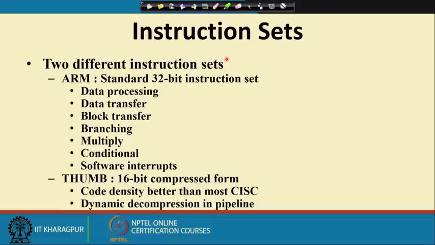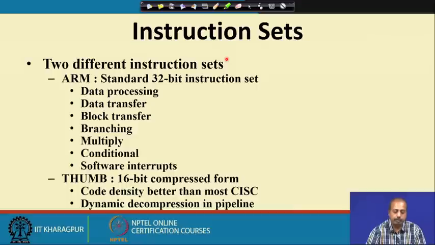Next, we look into the instruction sets. As I said, there are two different instruction sets in ARM. One is the ARM instruction set, which is a standard 32-bit instructions, and we have got the thumb instruction set, which is a 16-bit compressed form of instruction.